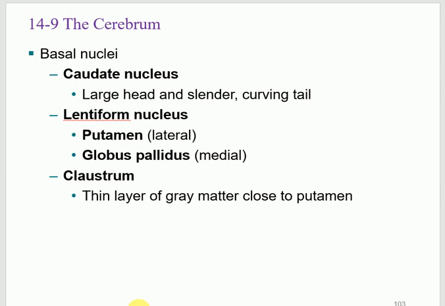What are these basal nuclei? We have the caudate nucleus, lentiform, and claustrum. Caudate looks like, you know what cauda means? Does anybody know what cauda is? Like cauda equina? Tail. Yes, because it has a head, a body, and a tail. This is how it looks. It has a tail. Caudate nucleus. Lentiform nucleus, there are two parts of the lentiform, putamen and globus pallidus. The last one is claustrum.